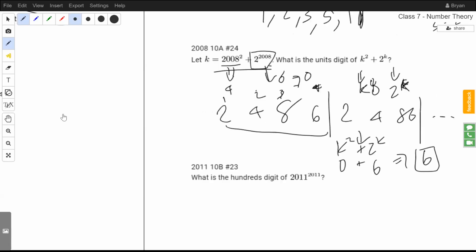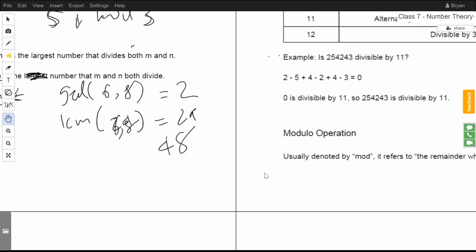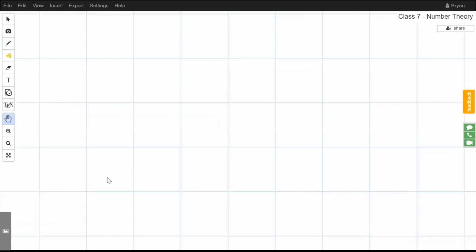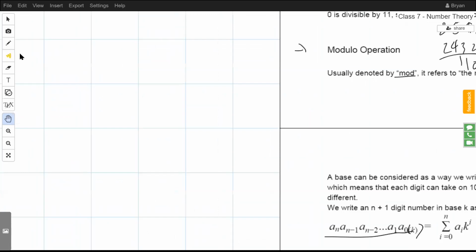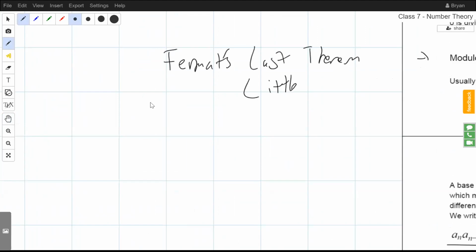Before we go on, I did get a comment about Fermat's little theorem and last theorem, and I do want to touch upon it a little bit. Basically, these are just common theorems, or very well-known ones, at least. Fermat's last theorem and little theorem. And honestly, last theorem is not really that useful here, at least.